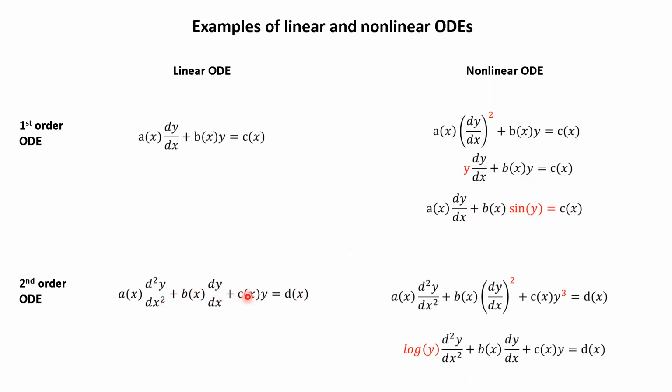Then for second order ODE, here, if I have this (dy/dx) squared, and also this y is not just y but y to the power 3, then it is nonlinear. And then this one, the coefficient is not a function of x, but a function of y, which is also nonlinear.